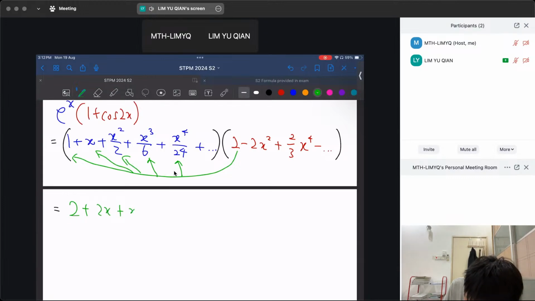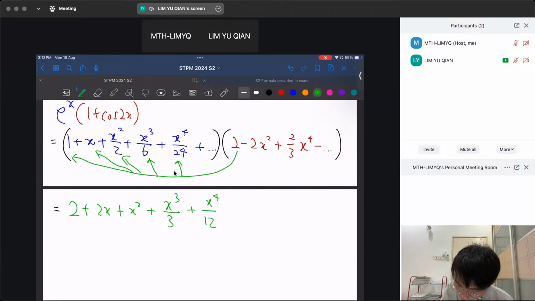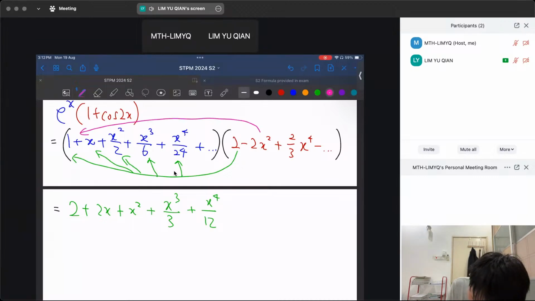2 times 2 cancel. 6, so 3. 24 times 2. Sorry, 12 times 2, 12. Okay, next. x squared, so you only need up to x power 4. So 1 term, 2 terms, 3 terms is enough. This 2 is not needed.